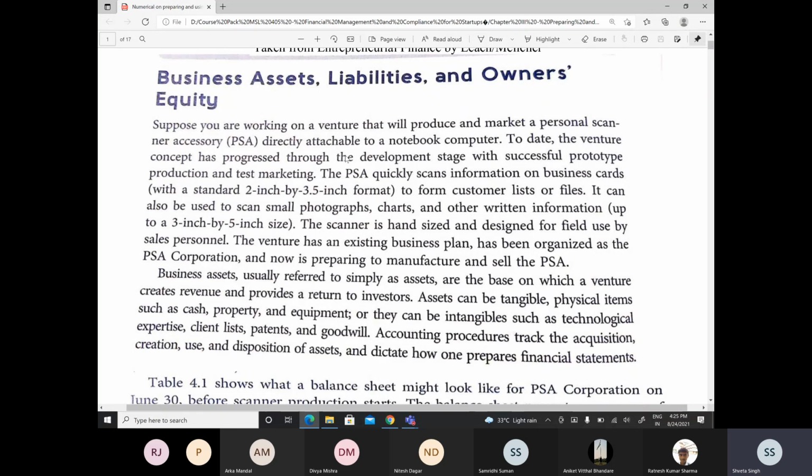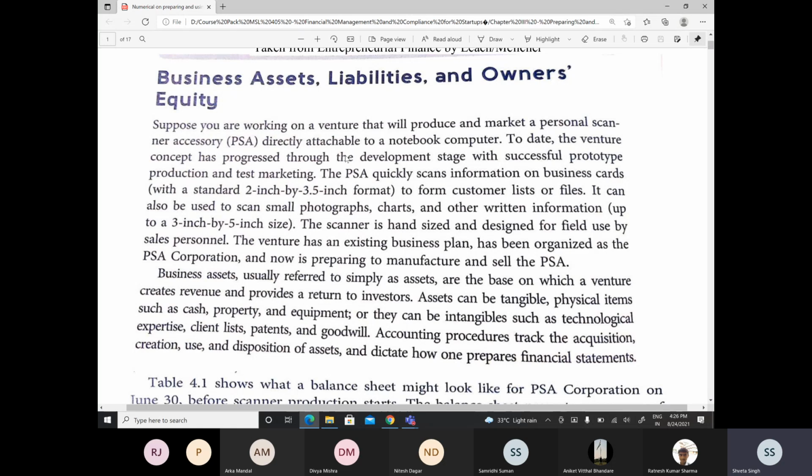The venture has an existing business plan, has been organized as PSA Corporation, which means a company, and now is preparing to manufacture and sell the PSA. So the venture is basically a startup, it has registered its company, and now they would start manufacturing and selling the PSA. Okay, now students, this word corporation is just the American equivalent for a company.